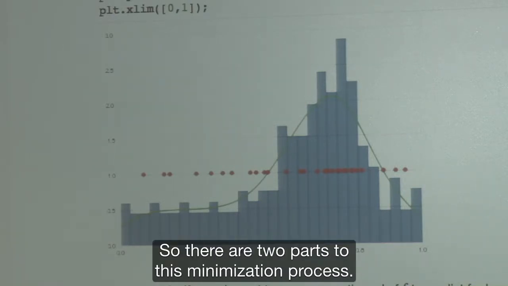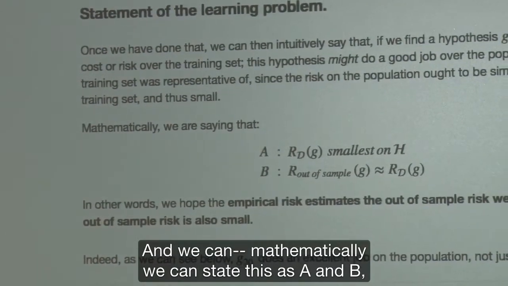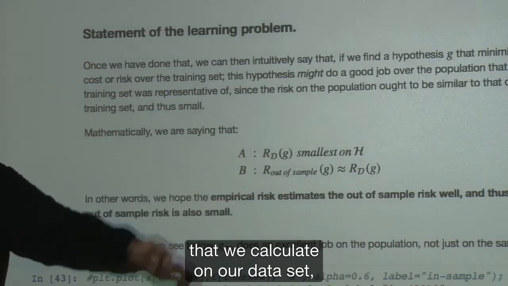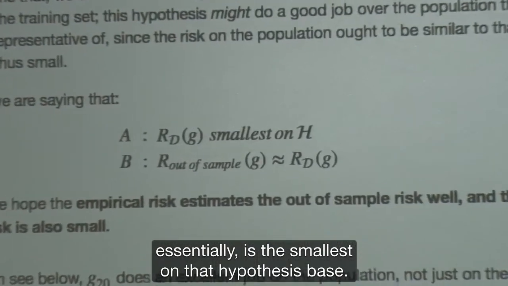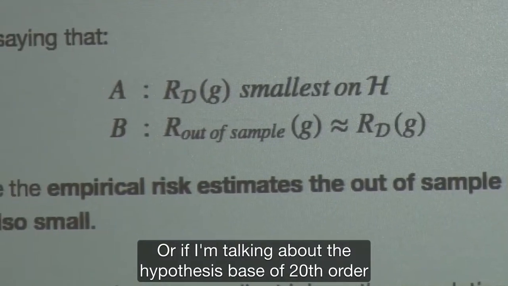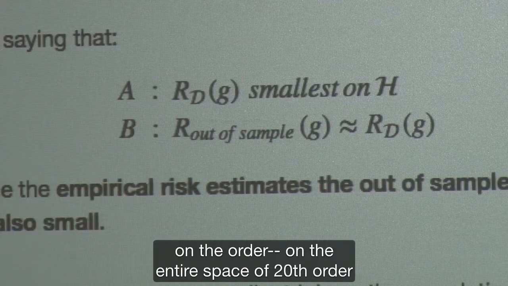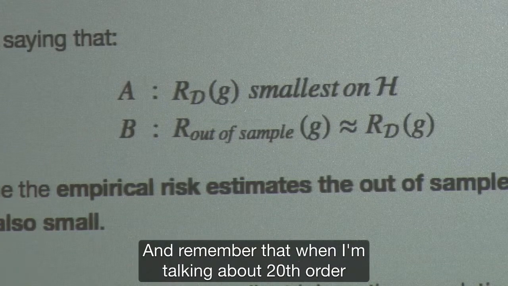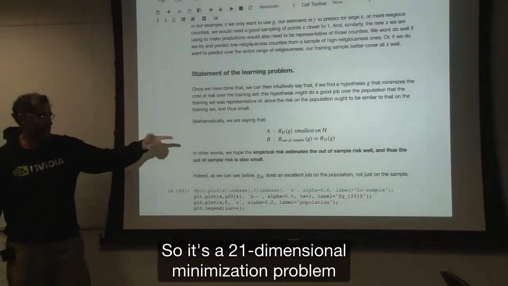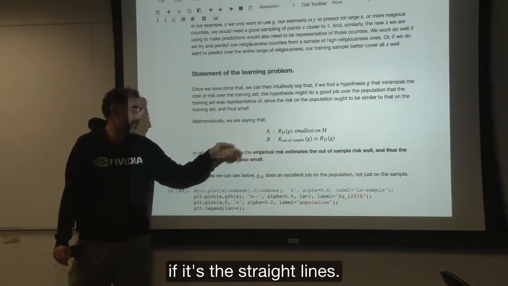So there are two parts to this minimization process. And mathematically, we can state this as A and B, where A is that the error, or the risk, that we calculate on our data set is essentially the smallest on that hypothesis space. This is the straight line which gives us the smallest error. Or, if I'm talking about the hypothesis space of 20th order polynomials, this is the smallest risk on the entire space of 20th order polynomials. And remember that when I'm talking about 20th order polynomials, I'm fitting 21 parameters over there. So it's a 21-dimensional minimization problem if it's the 20th order space. It's a 2-dimensional minimization problem if it's the straight lines.